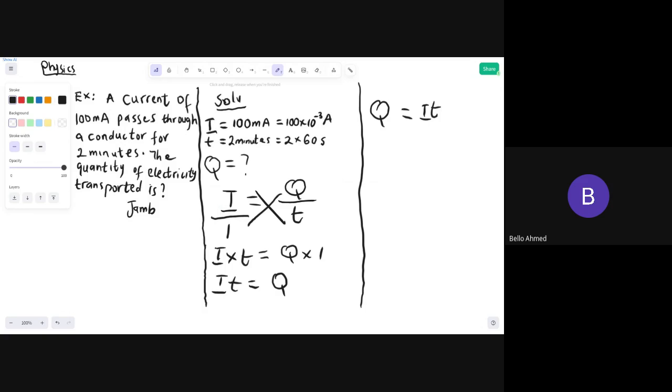Then I can substitute now. So my Q will now be equal to what is my I, everyone? My I is 1000 times 10 raised to the power of minus 3. Then my time is 2 times 60. So my Q will end up being what?